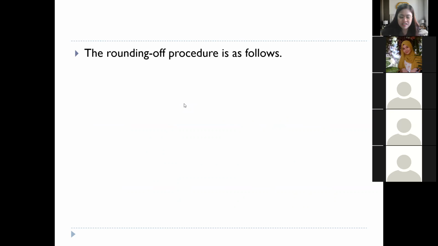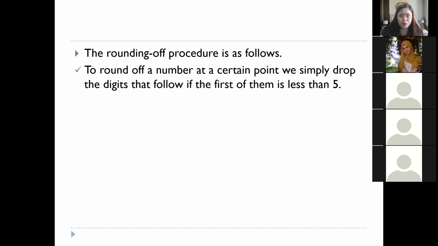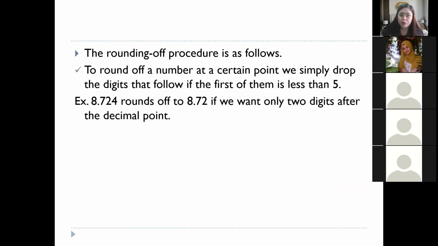So this one is just class a reminder that when you round off, akong ginaingon, you have to consider the next digit. So to round off a number at a certain point, we simply drop the digits that follow if the first of them is less than 5. So just like this one, 8.724. Pag 2 decimal places na lang class ang final answer, syempre i-drop na to ning last nga digit.